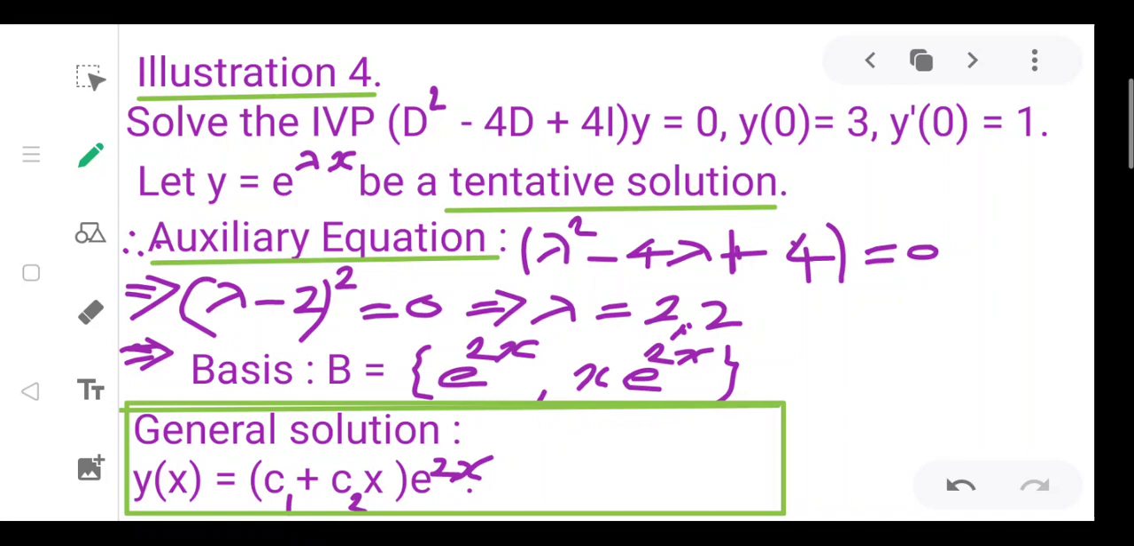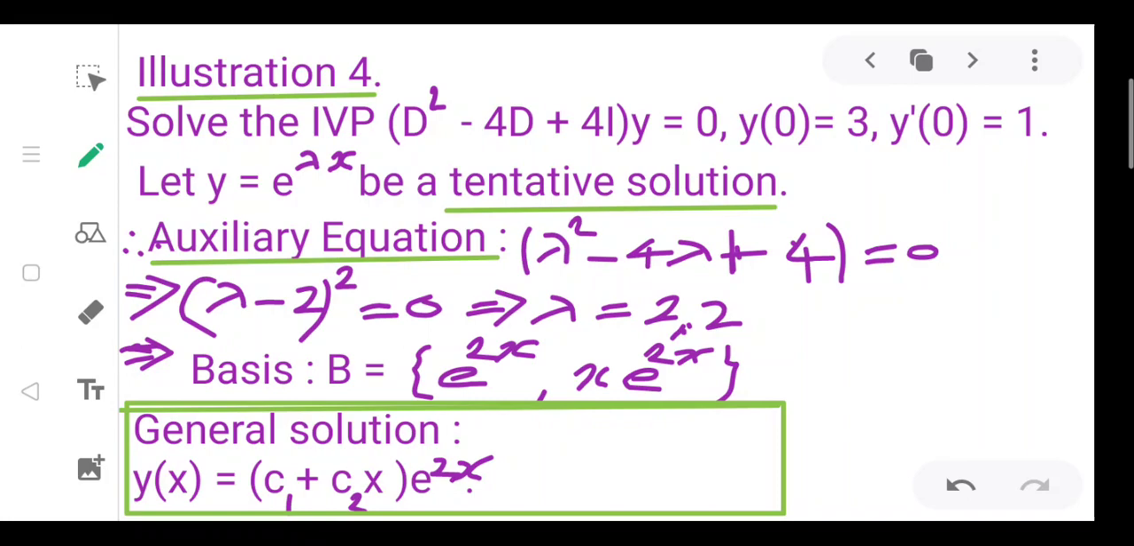So lambda equal to 2 is a double root. So the roots are equal, real and equal roots. So the basis will be e raised to 2x, x e raised to 2x, by using the method of variation of parameter. So the corresponding general solution will be y of x equal to c1 plus c2x into e raised to 2x.